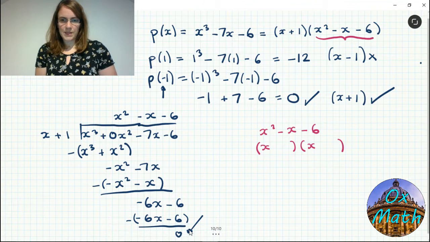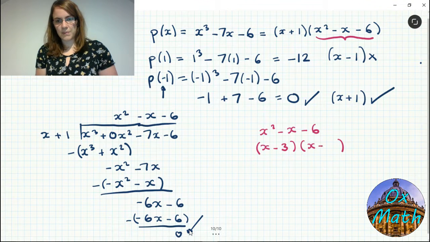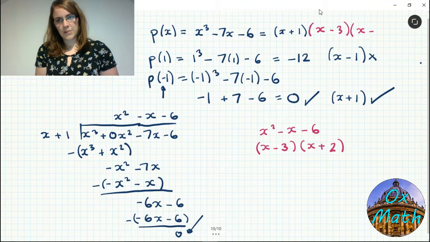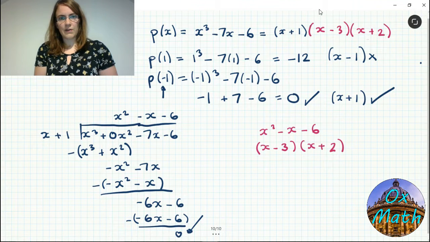So we need two numbers that add to give us minus 1 and multiply to give us minus 6, so I know it's going to be minus 3 and plus 2. So the x squared minus x minus 6 up here factorises down to (x minus 3)(x plus 2). So I can actually factorise this even further, and I've got (x minus 3)(x plus 2). So we have now fully factorised our cubic into 3 individual brackets.